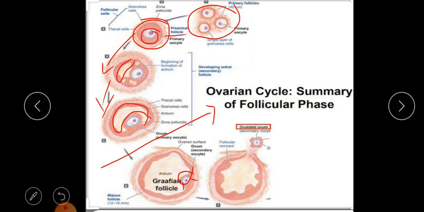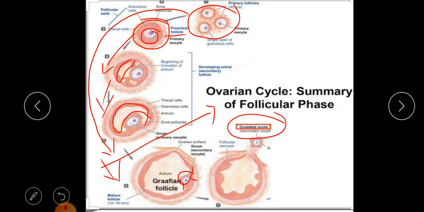So what happens here, from the first primary oocyte, or the primary follicle, up to the secondary follicle, we are seeing only the primary oocyte development. Okay, when this same stage enters the maturation stage, this primary oocyte is going to form into a secondary oocyte, and here the secondary oocyte is going to form at the maturation stage.